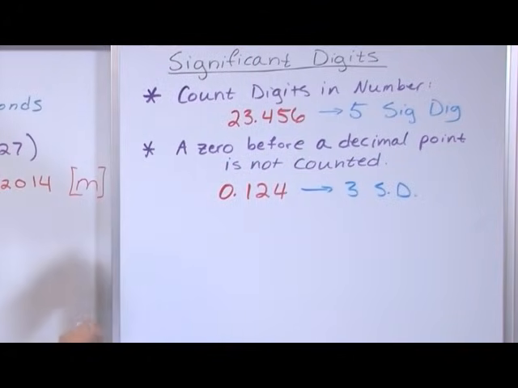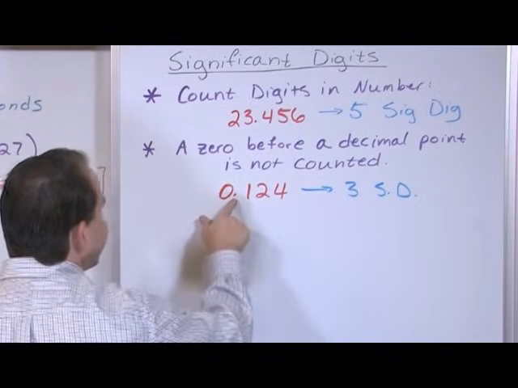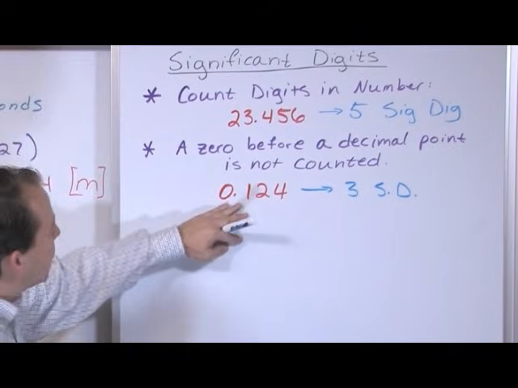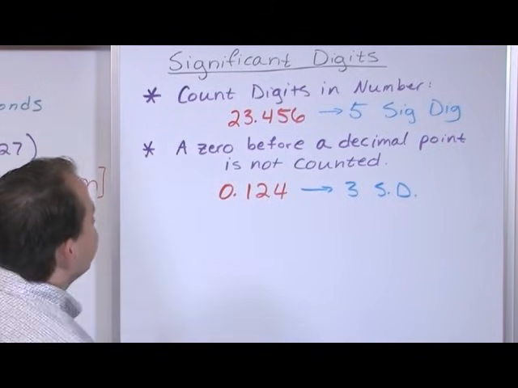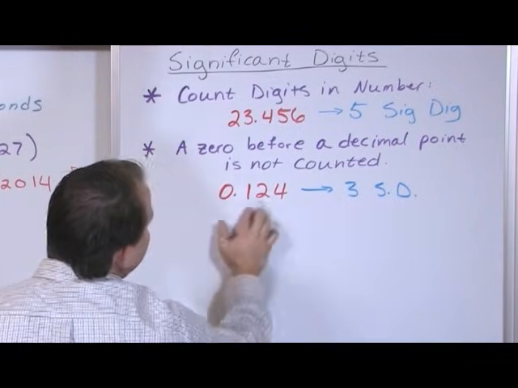Now you might say, why? Well, I'm giving you the rule. It's an accepted standard. When there's a 0 in front of a decimal point, you don't count it. The reason you don't count it is because when you think about it, it doesn't really add any accuracy to this number to put a 0 here. In fact, I could actually cover the 0 up and just put .124 and it would convey the exact same information.